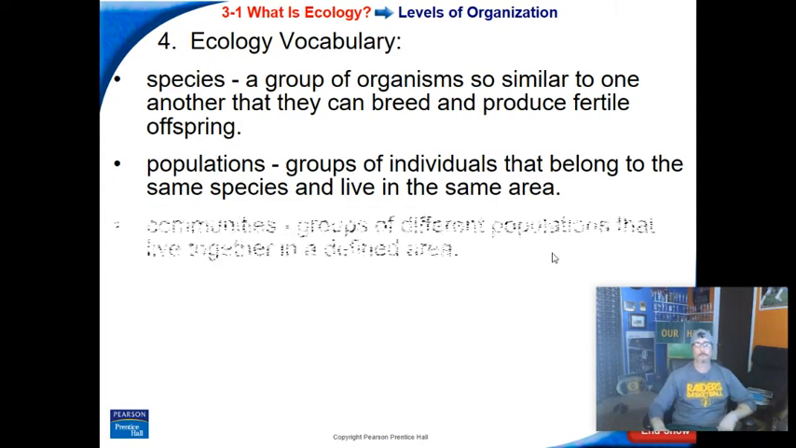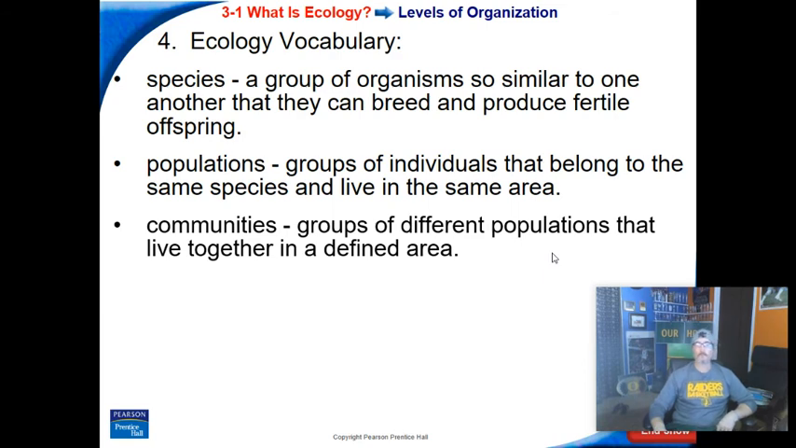Okay, communities, groups of different populations that live together in a defined area. So humans, all the squirrels, all the seagulls that are on campus. I'm sure there are some mice and some rats because of all the food that kids drop on campus. All the plants that are on campus, all of those populations together make up the Rio campus community.